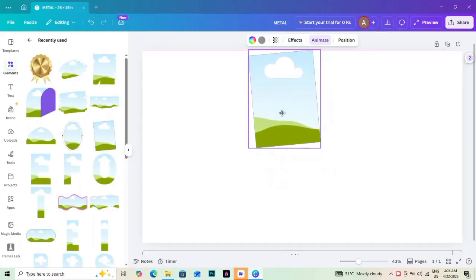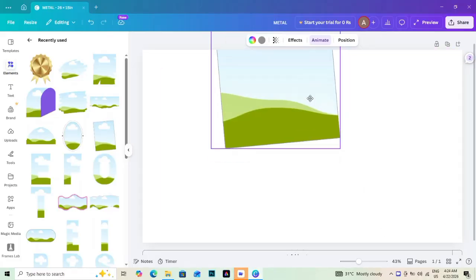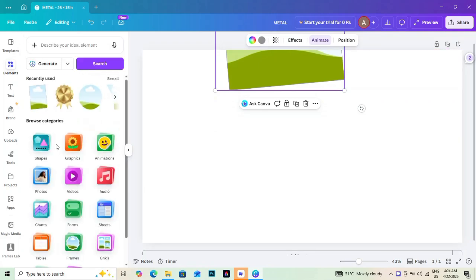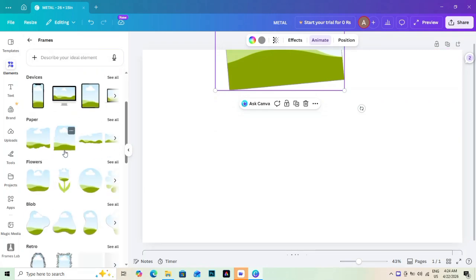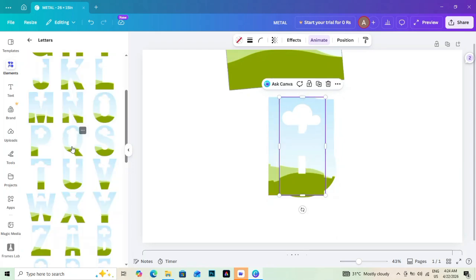If your story feels disconnected, it's usually because your frames aren't guiding the flow clearly. Today, how to explore creative storytelling. Open Canva and create a 1080 by 1350 vertical canvas.